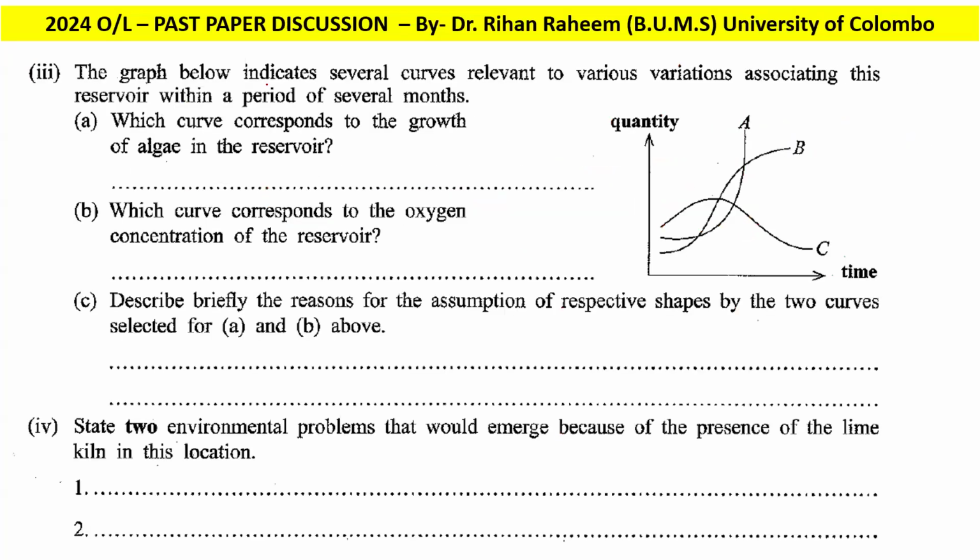Then the graph below indicates several curves relevant to various variations associated with a reservoir within a period of several months. The curve responds to the growth of algae in the reservoir. So which curve responds to the growth of algae? They are saying algae is growing continuously. So most probably this will be the algae growth, uncontrollable growth of algae. So most probably A. It can be B, but B stops.